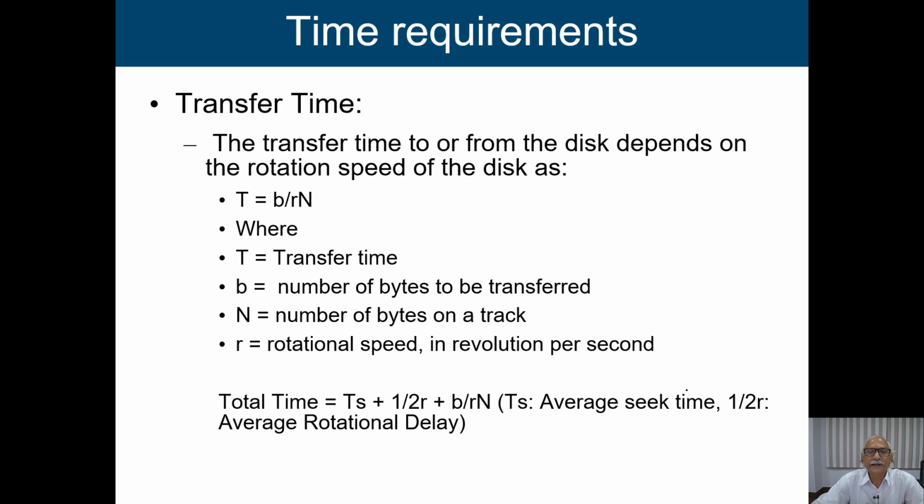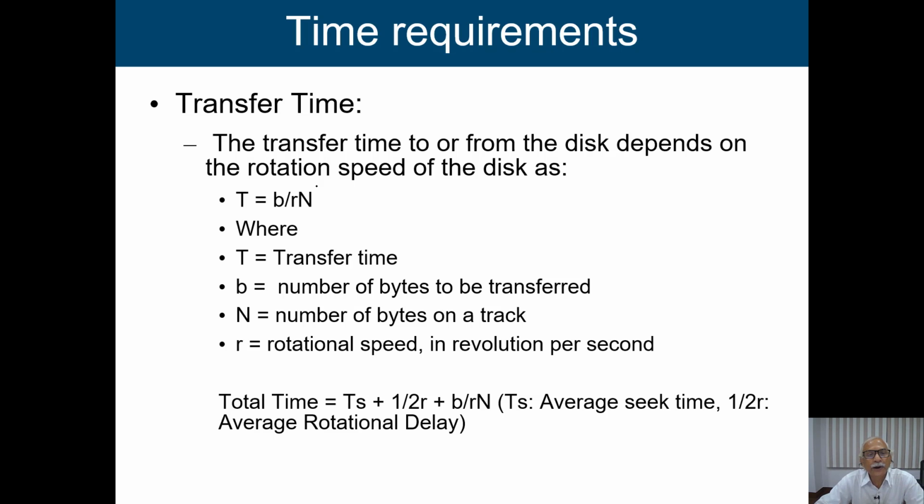Now what is the transfer time? Already I said that it depends on the angular velocity of the disk. So the transfer time to or from the disk depends on the rotation speed of the disk. So now what is this particular transfer time? Transfer time T is equal to B divided by RN. What is T? This is the time to transfer information.